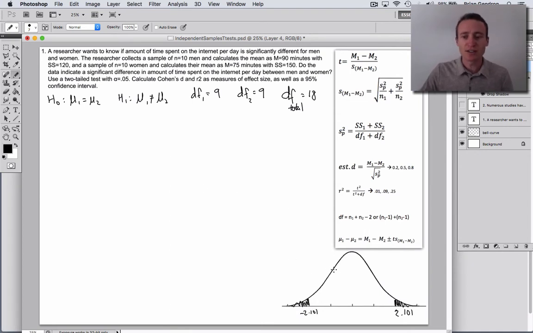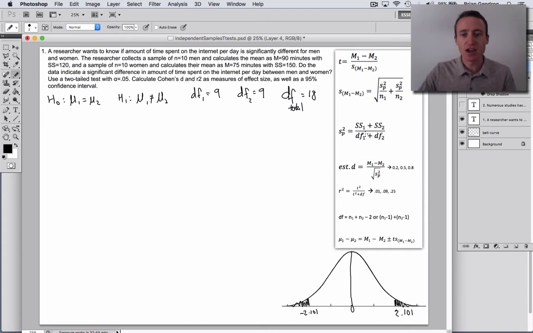Essentially, the difference between our two samples has to be 2.101 standard deviations different than what would be expected by chance alone if there were no difference between the groups. Just like in all of the hypothesis test questions, we calculate our test statistic. Here it is, the t value we care about, and we compare it to our critical value of t from the table.